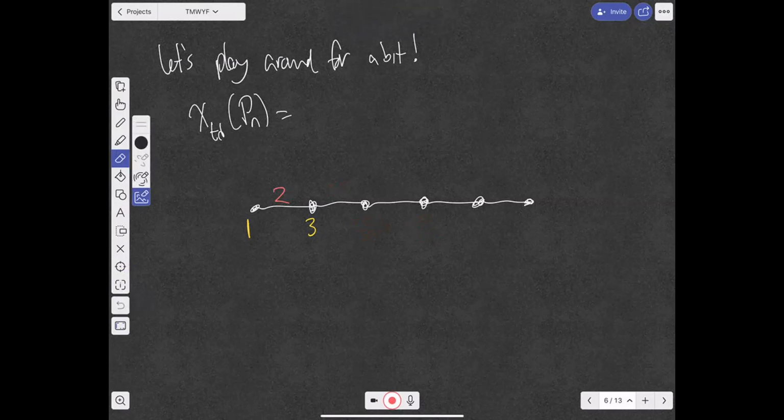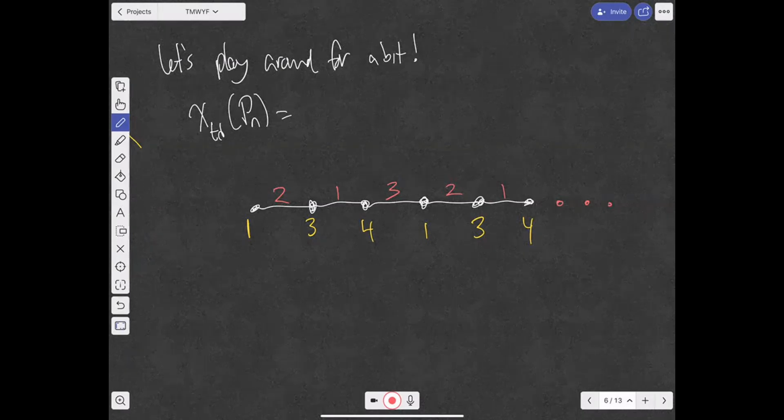So if we don't put a 2 there, we throw a 4 in here, then we can just repeat this pattern as long as we want. And that can go on forever. So being greedy isn't always the right way to do things, but it can help us. We can just keep following this pattern as far as we want. And so as long as you have at least 4 vertices, chi TD should be 4.